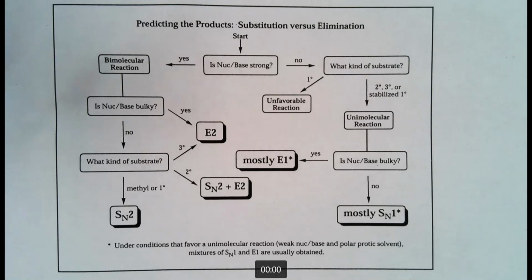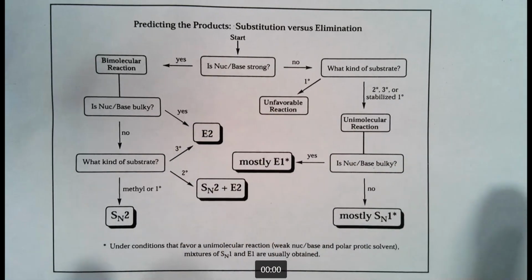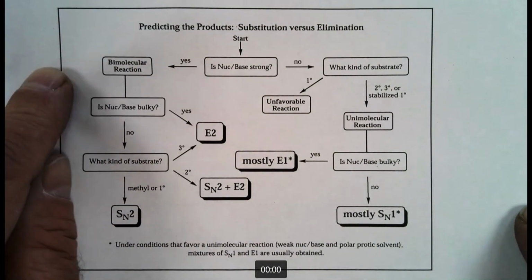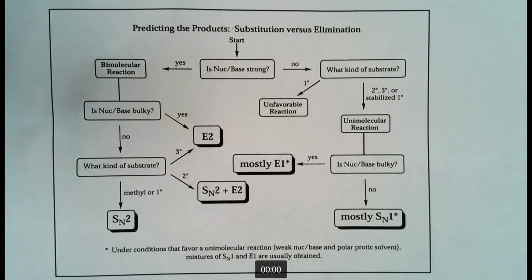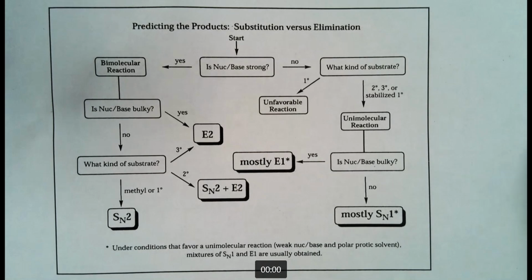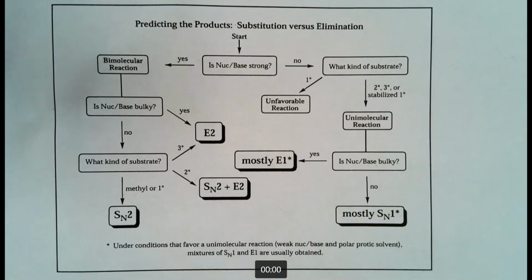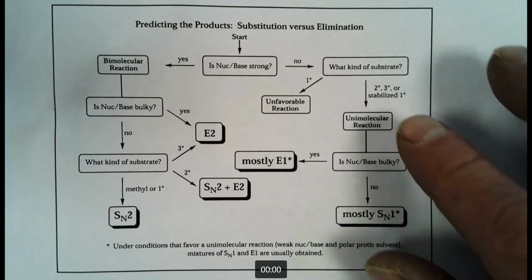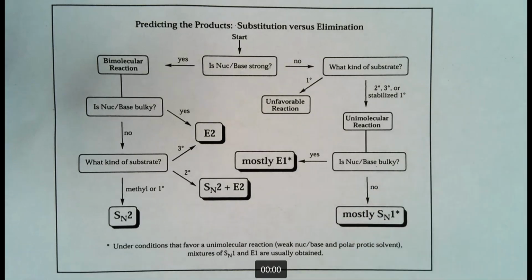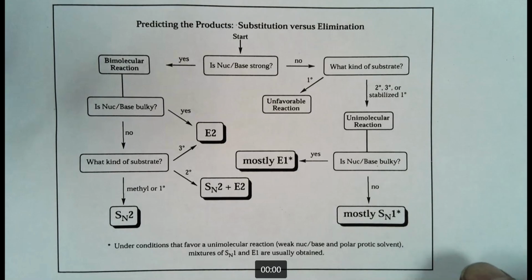Here's something that's probably a little superior to my antiquated flowchart for decision making. Predicting the products, substitution versus elimination. Is the nuke or base strong? There in chapter 6, when we looked at nucleophiles, I'd put that on my card to know which are strong, which are weak. So I can go right to this. All right, if it's strong, bimolecular. If it's not, probably unimolecular, but then we start asking these other questions. What kind of substrate? Primary, it's kind of an unfavorable reaction. Two or three, unimolecular. Is the base bulky? If it is, mostly E1. If it's not, mostly E2.